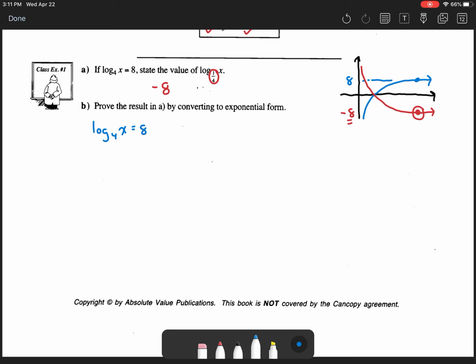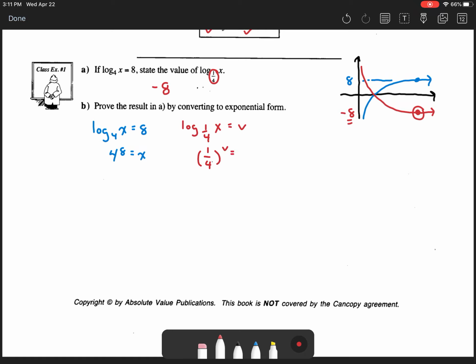So it says in B, prove this result by converting to exponential form. So here's what happens. I take the equation that they gave me, log base 4 of x is equal to 8, and I convert to exponential form. So I'm going to go 4 to the exponent of 8 is equal to x, and that's all I do at this point. I then go to my log base 1 over 4 of x, and I want to know what that equals.